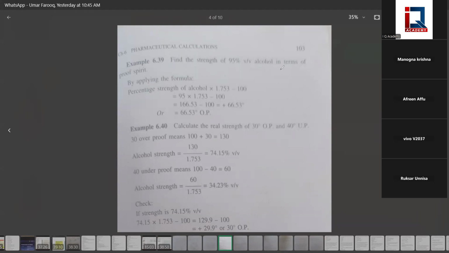So any percentage, for example, in this question, find the strength of 95% volume by volume alcohol. So you will take that percent. For example, I am taking this 95% and I am multiplying it with 1.753. What is 1.753? I will let you know. Then deduct 100 from this value. So this is how we are going to do proof spirit calculations.